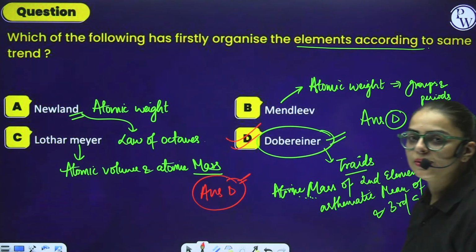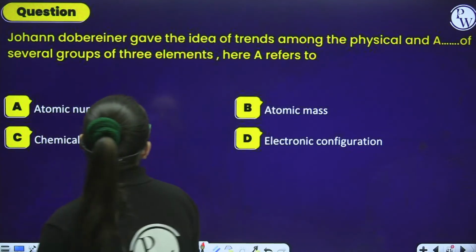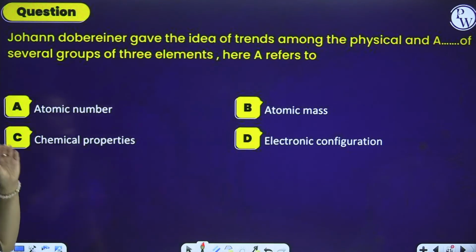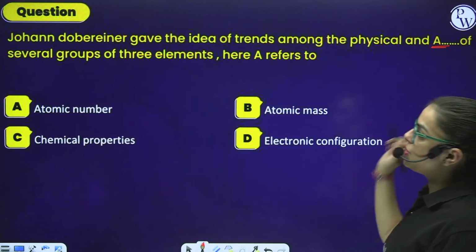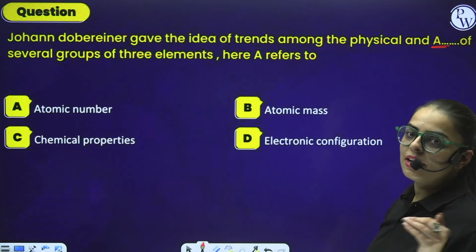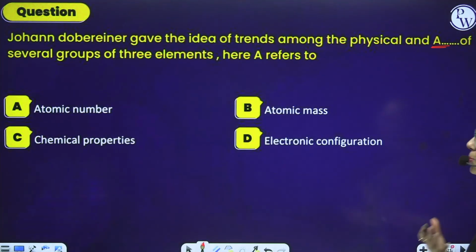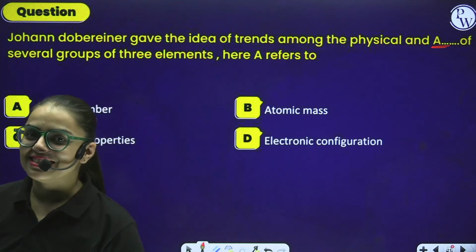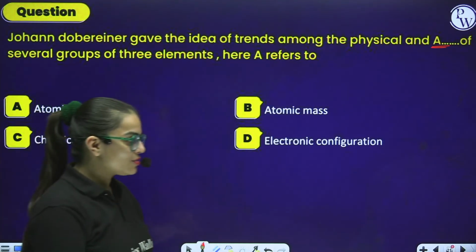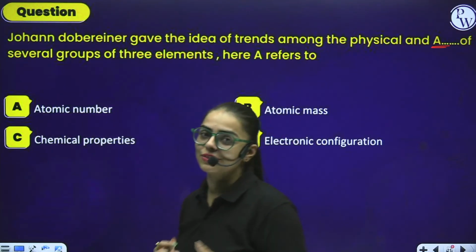Clear, students? Shall we proceed to the next question? The next question is, John Dobereiner gave the idea of trends among the physical and dash properties of several groups of three elements. Here A is atomic number, B is atomic mass, C is chemical properties, D is electronic configuration. Again, 10 seconds for you everybody. Very simple question. No need to pick up your pen over here.